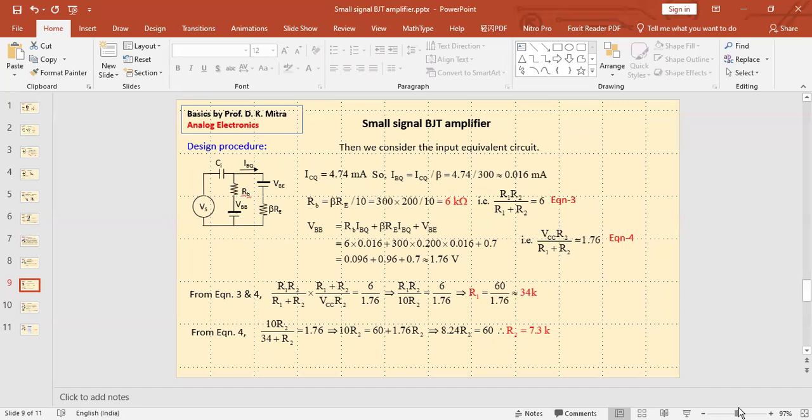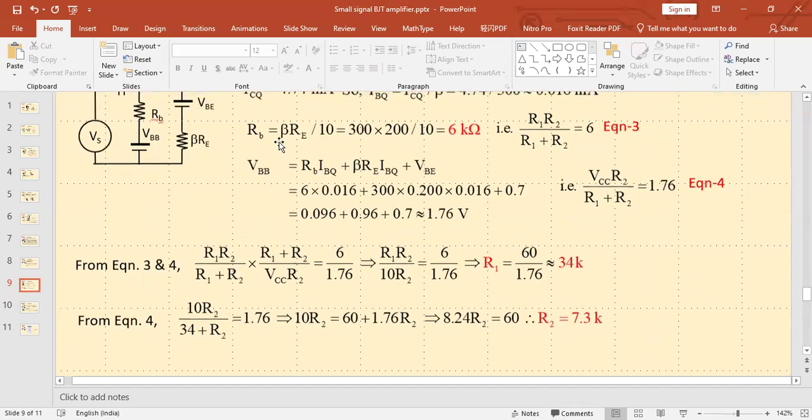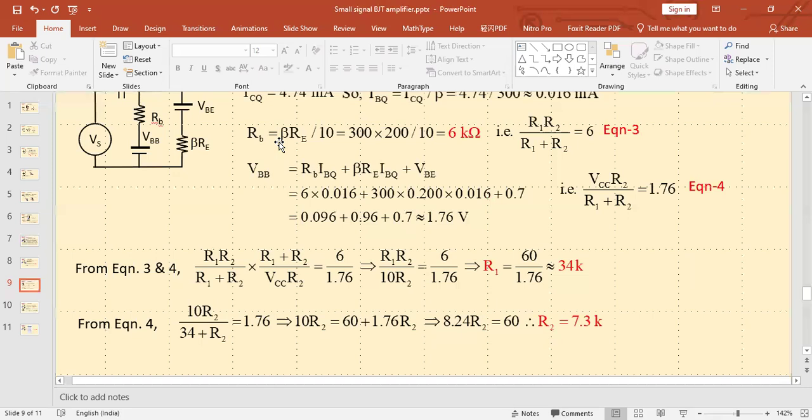I shall zoom in a little bit. Here, we found the value of 6 kilo ohm in our last class. And then I told you to take R2 as 2.2 kilo ohm and then calculate R1. And there is another method. And to me, it appeared that it's a better method. So I thought I should give that to you also.